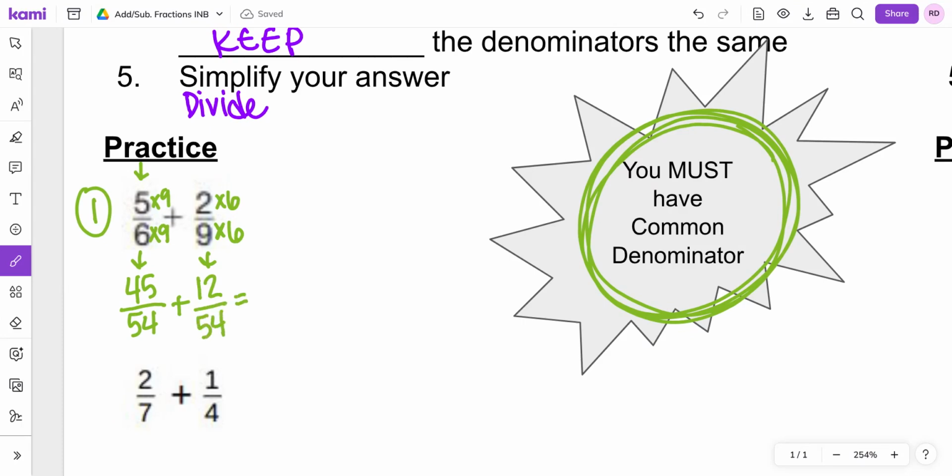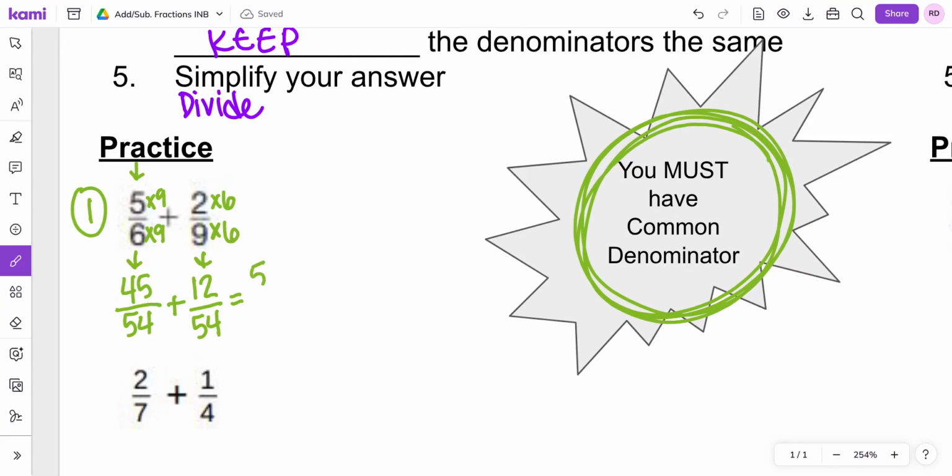From here, we just add those numerators. So 45 plus 12 is 57, and we leave the denominator the same. To simplify, this is an improper fraction, so we need to see how many 54s we can take out of 57, and that is 1, which leaves us with 3 over 54. Now, there is one more step to simplifying this problem. 3 and 54 can both be divided by 3 to get 1 and 1/18.